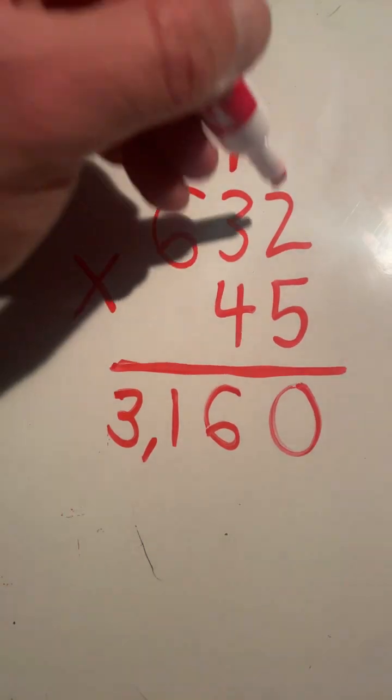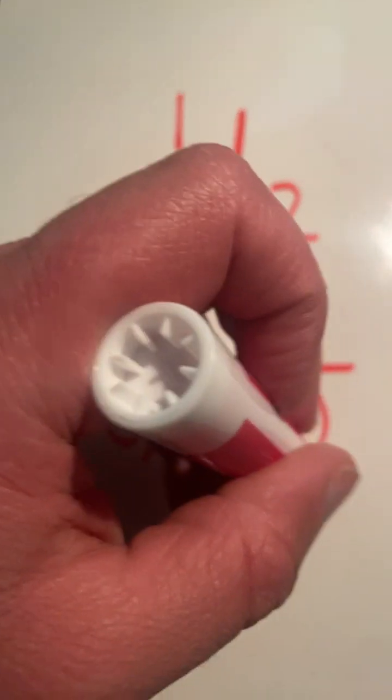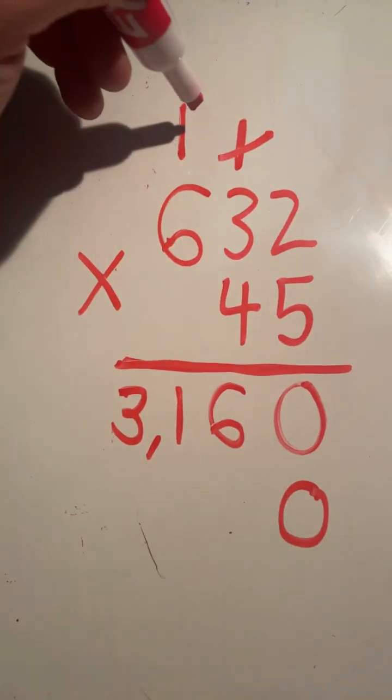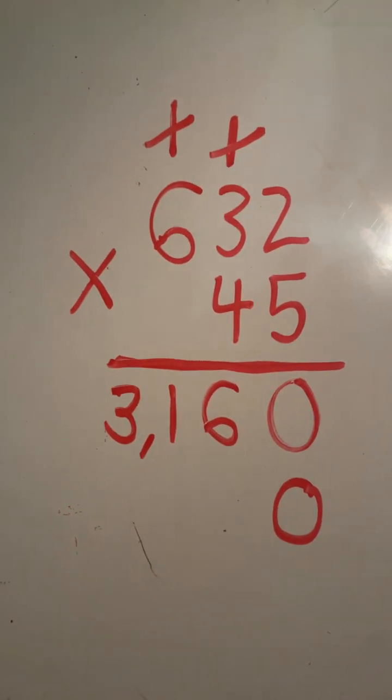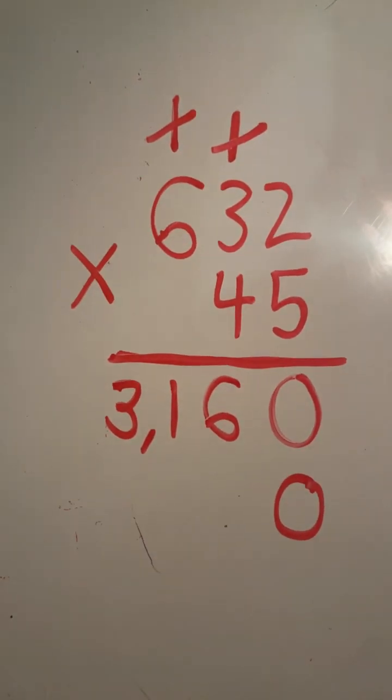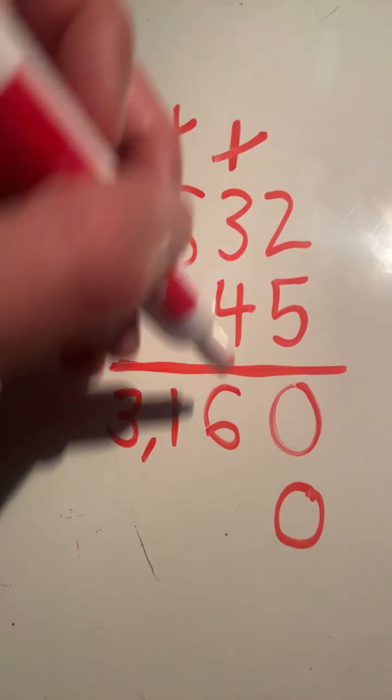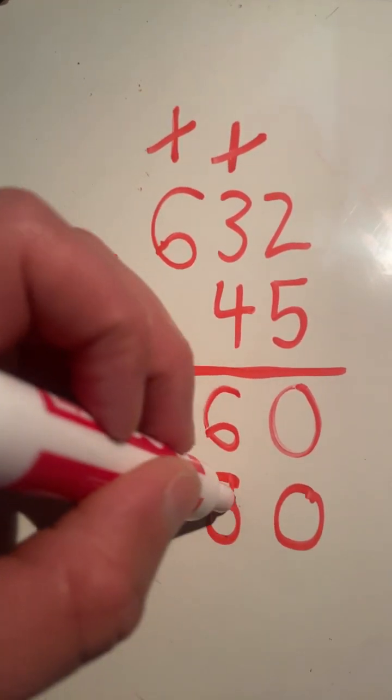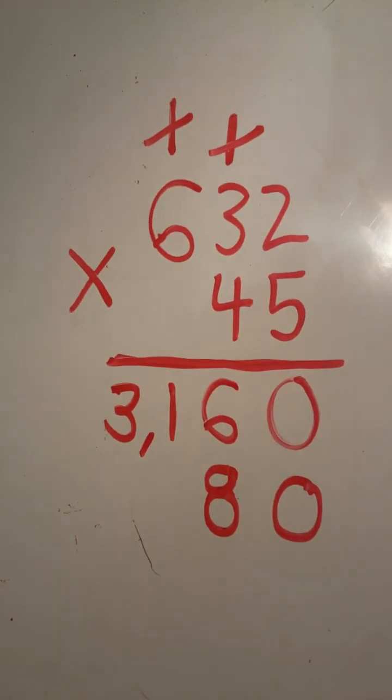Now since we already multiplied both digits in the ones place, we're going to put a 0 in the ones place. Now we're multiplying the 3 top digits times the bottom digit in the tens place. 2 times 4 equals 8. Now we do not need to regroup there because our product is less than 10.